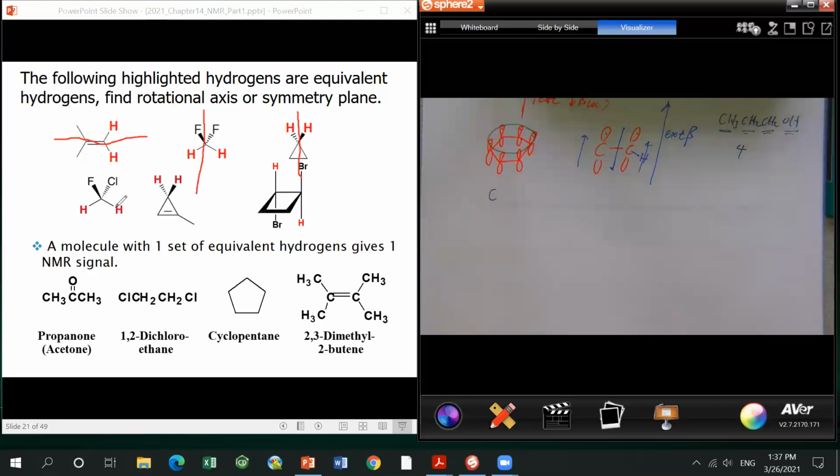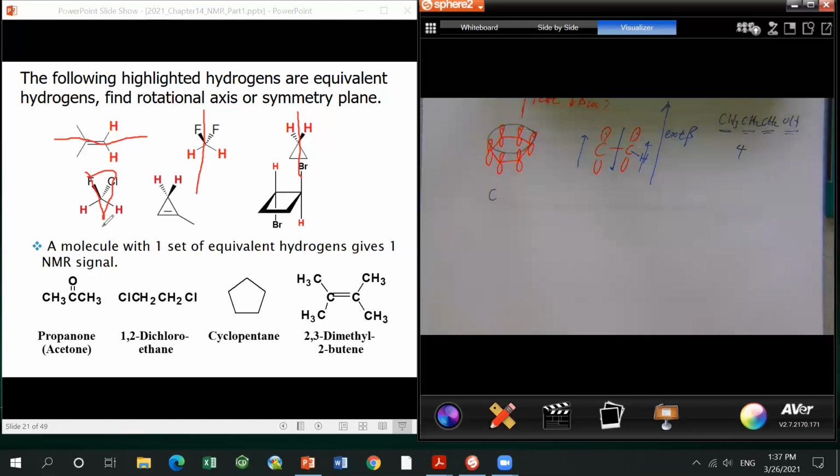All right, and for this molecule, these two protons have the same chemical shift because they are related by a symmetry plane, only a symmetry plane in this case. This symmetry plane passes through this fluorine, chlorine, and also this carbon. Something like this. They are mirror images of each other through the symmetry plane.